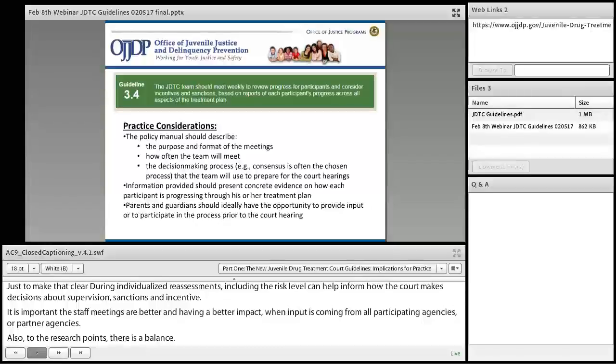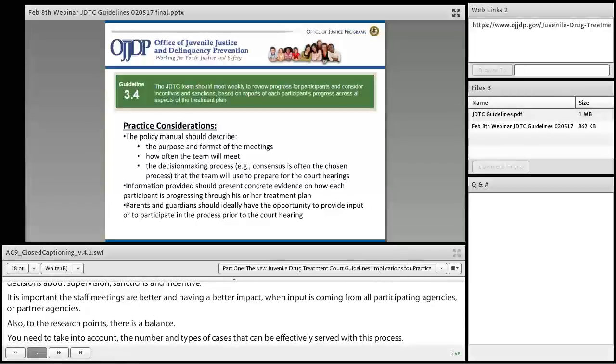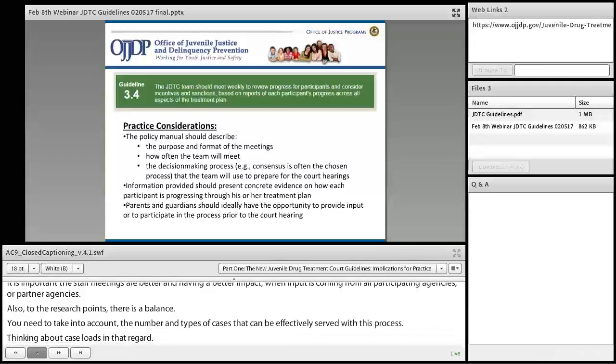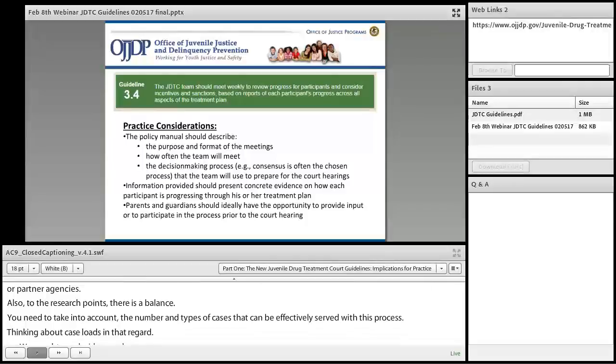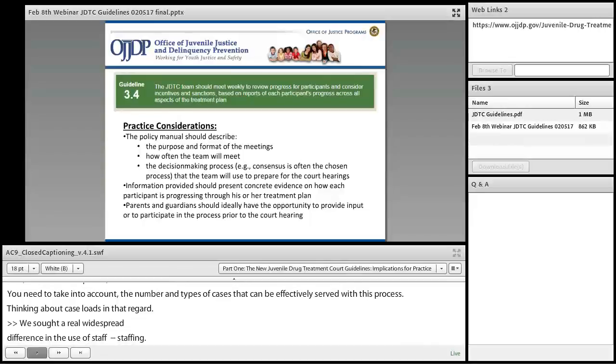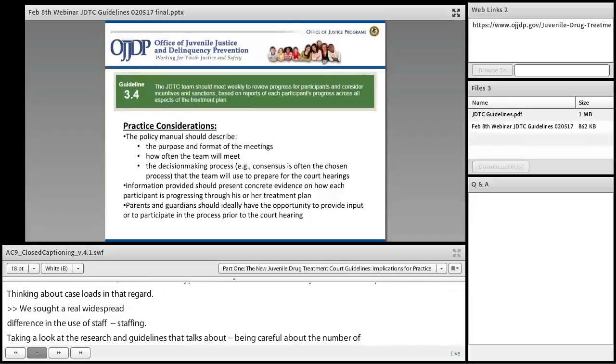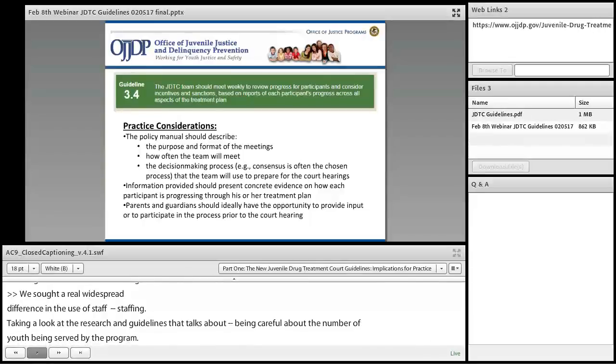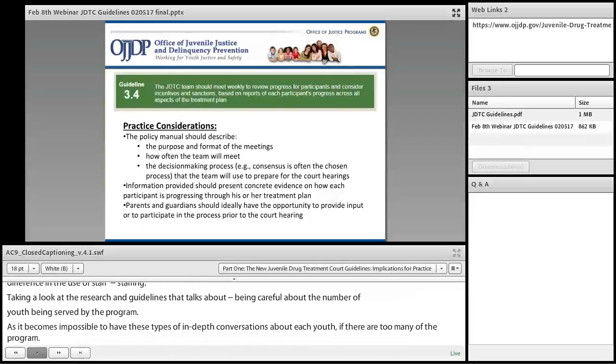We saw a really widespread difference in the use of weekly staffings. And I think taking a look at the research and the guideline that talks about, you've got to be really careful about the number of youth that are being served by the program, because it becomes impossible to have these kinds of in-depth conversations about each youth if there are too many in the program. If you are doing hearings for 50 youth in a 2-hour period and staffing them in 1 hour, you can't possibly be talking about their individualized needs and their long-term goals.